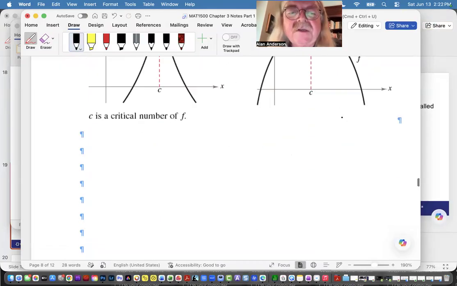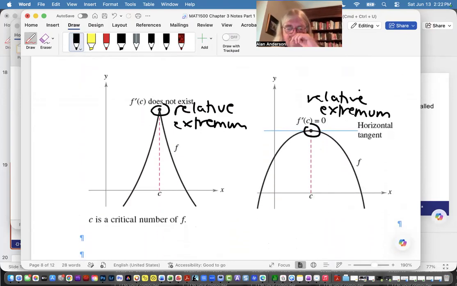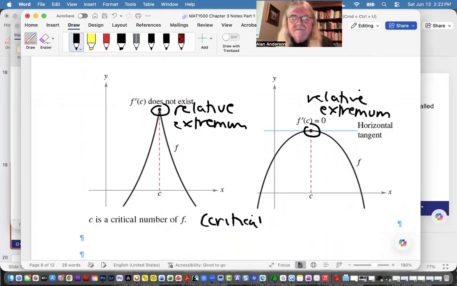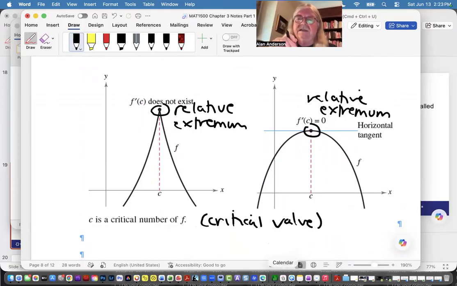So they're going to introduce a new concept. This is just a definition. The point at which this happens is called C, is called either a critical number, some books call it a critical value, of f. So when you see that terminology, critical number or critical value, it means it's a constant C such that either f prime of c does not exist or it is equal to 0, and therefore this point must be a relative extremum.